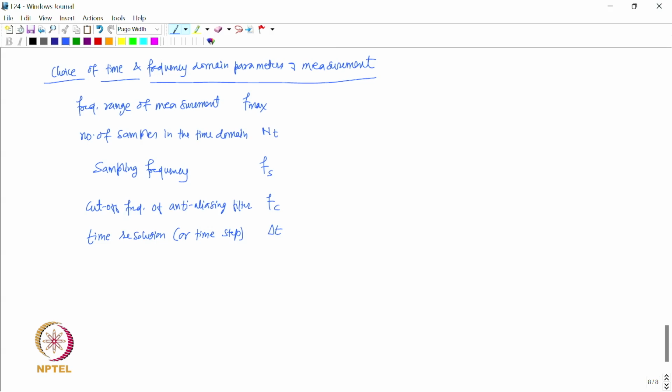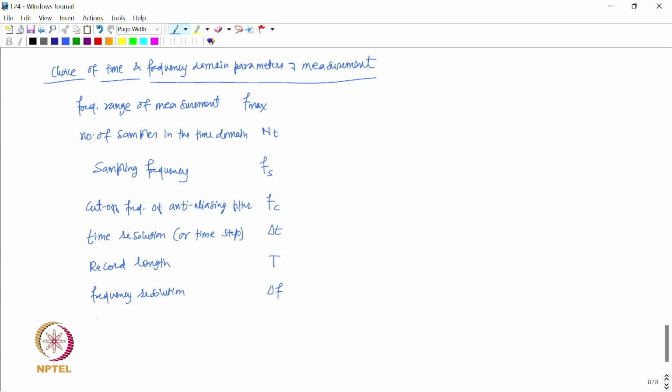Then we have the record length, which is T seconds, the length of the record. Then we have frequency resolution. What is the frequency resolution of the Fourier spectrum or the FRF? So, that is delta f, correct.